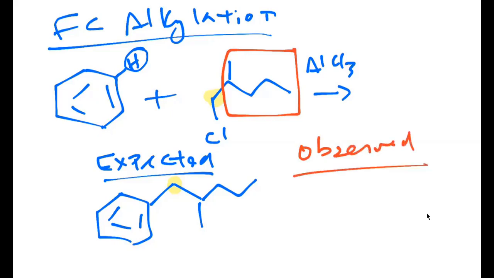is something different. And this is a drawback for using Friedel-Crafts alkylation. There's a lot of other methods that you can use that will be better than using this. What I get is this, where instead of attaching at the primary carbon, it ends up attached at the tertiary carbon.